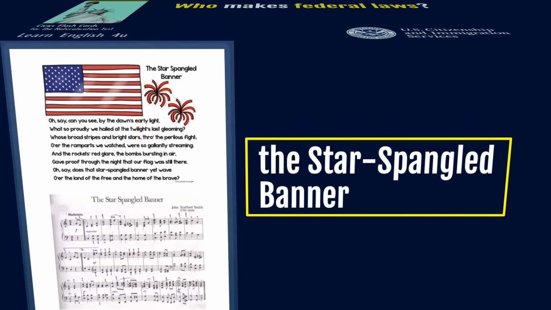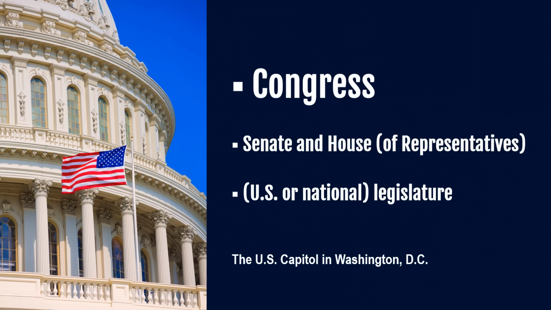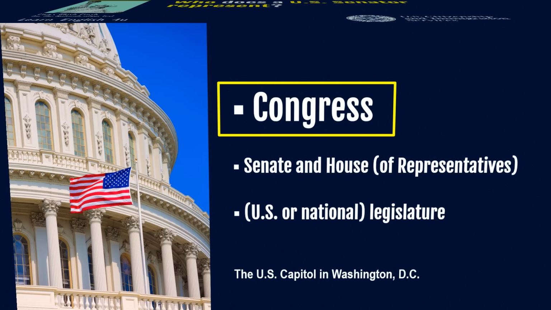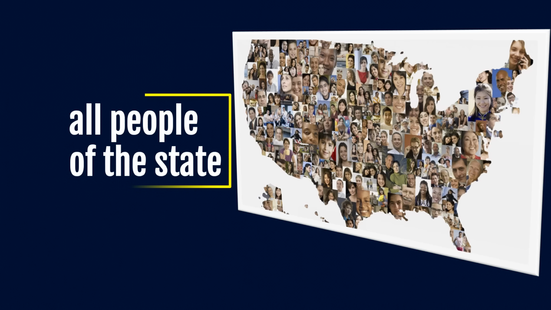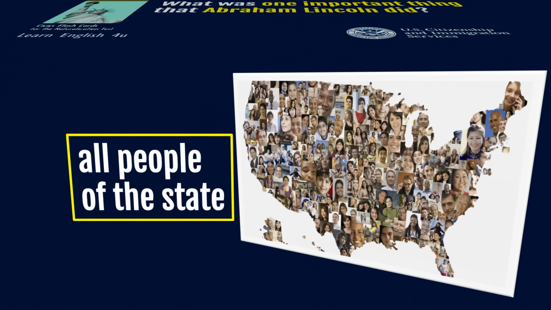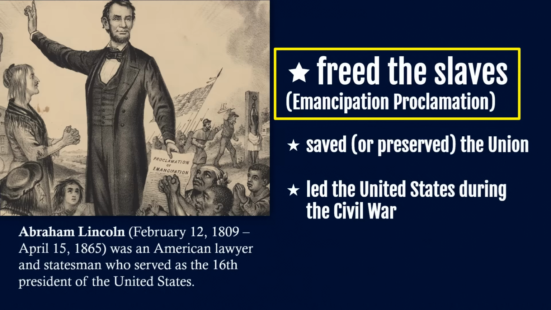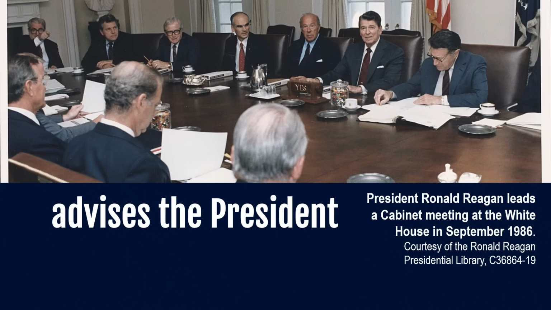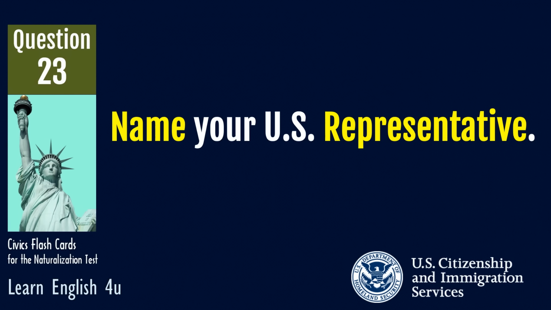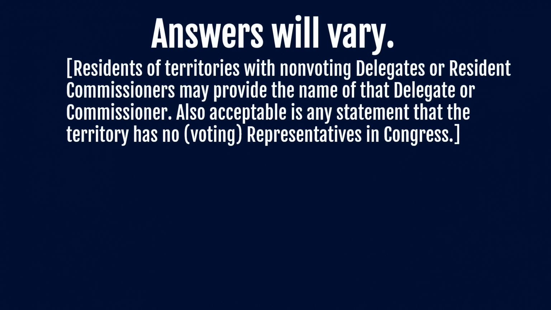Who makes federal laws? Congress. Who does a U.S. senator represent? All the people of the state. What was one important thing that Abraham Lincoln did? Freed the slaves. What does the president's cabinet do? Advises the president. Name your U.S. representative. Answers will vary. Please visit.